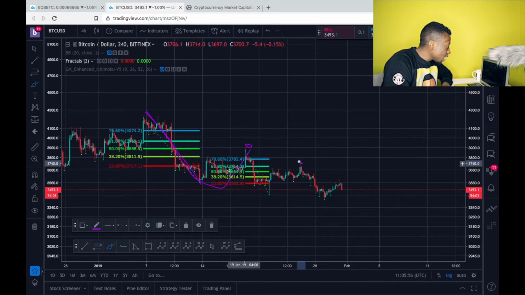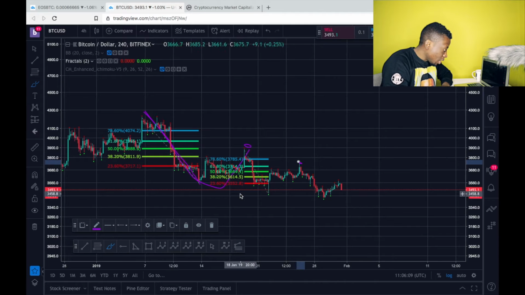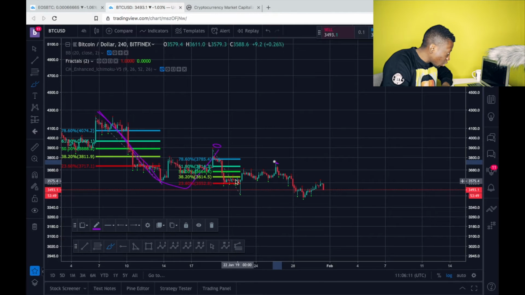Once you end up correcting, for example at the 38.2% fib level, just know that the next move is going to end up going to the 50% level. It's going to go one fib level higher. That's just how it is. As you guys can see right over here on the next correction that we had, we ended up correcting at the 50% level, and then we ended up topping off at the 61.8% fib level, just going slightly higher.